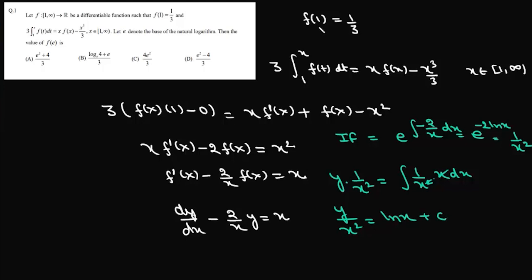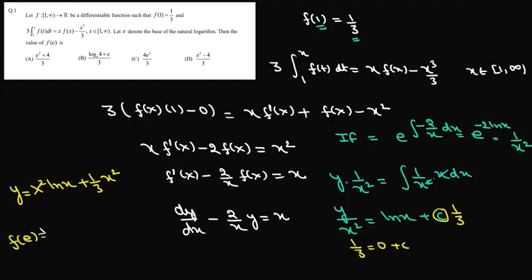Now we are given that when x is 1, y is 1 by 3. So if we put x as 1 and y as 1 by 3, this is 1 by 3 equals log 1, which is 0, plus c, so the value of c is 1 by 3. So we'll replace this c with 1 by 3. So basically we'll have y equals x square log x plus 1 by 3 x square. Now we need to find the value of f(e). f(e) is when the value of x is e. So there will be e square ln e, which is 1, and this is e square by 3. So this value is 4 e square by 3, and that's your option C.